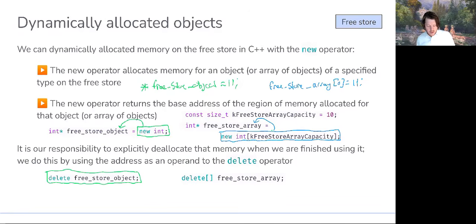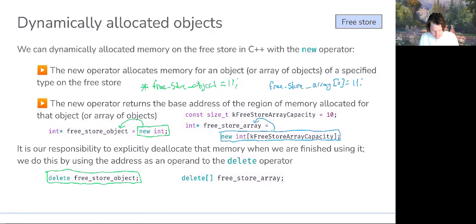Now, calling delete to deallocate memory for an array is going to be very similar, but there's a special delete operator for arrays. And it's just going to be delete followed by empty subscript, and then the address of the array that we'd like to have its memory deallocated for.